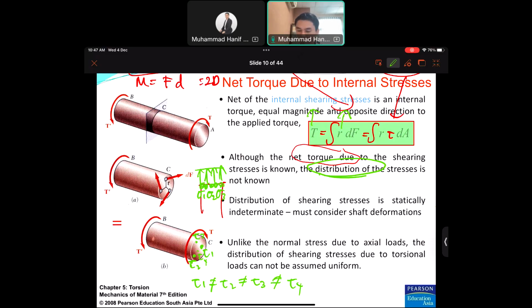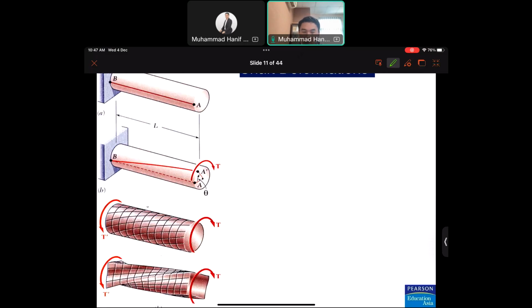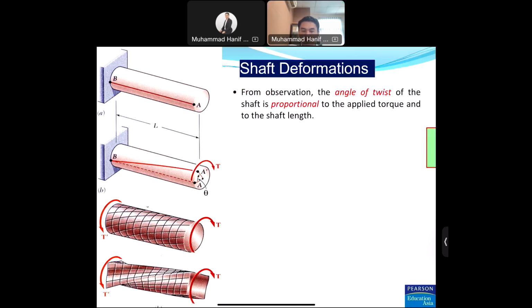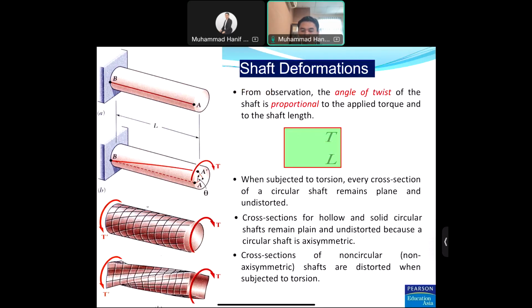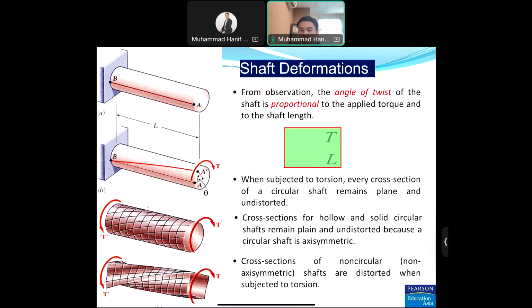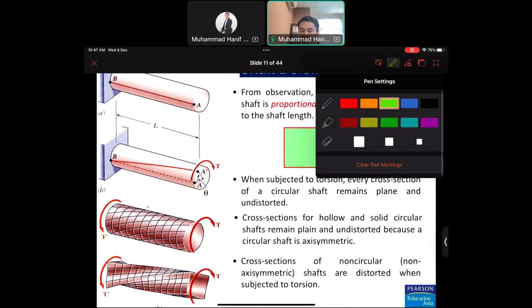You have to refer again to the previous chapter on what statically indeterminate or statically determinate means, and it must be considered as shaft deformation. Unlike the normal stress due to the axial load, the distribution of shearing stress due to torsional load cannot be assumed uniform, as I drawn here. Shaft deformation: from observation, the angle of twist of the shaft is proportional to the applied torque to the shaft.